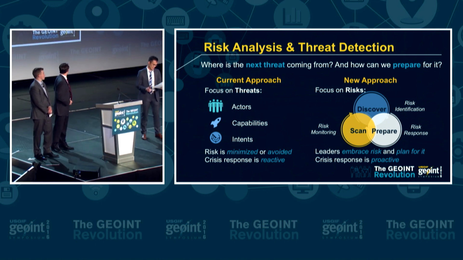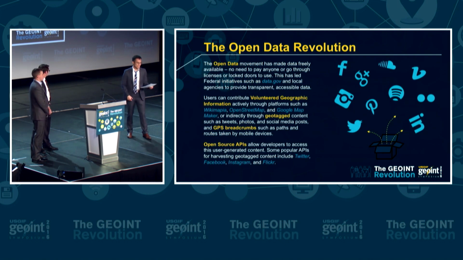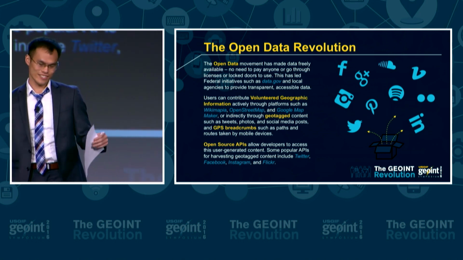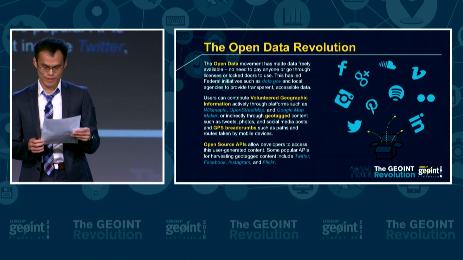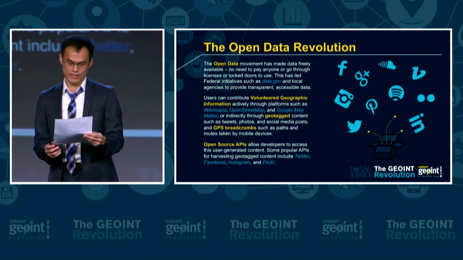All right, thanks, Kurt. Next slide. So the open data revolution. Open data is the idea that data should be free, transparent, and accessible to the public. No need to pay anyone or go through any locked doors to use.